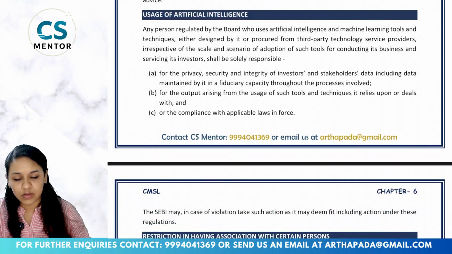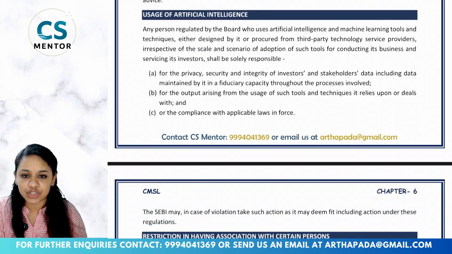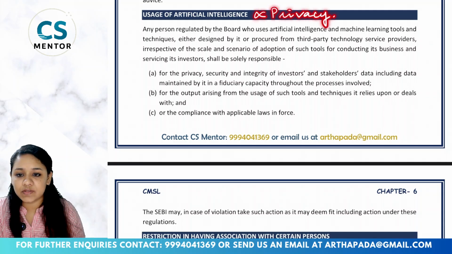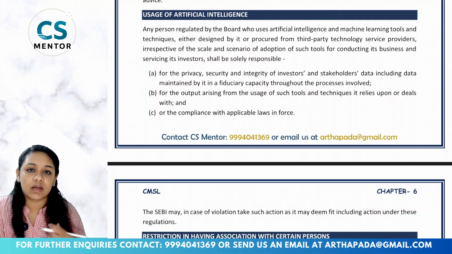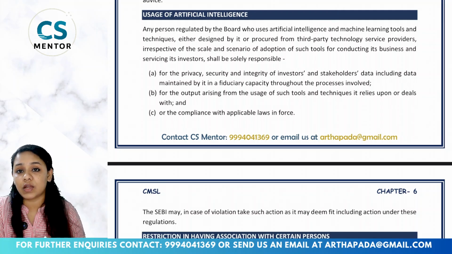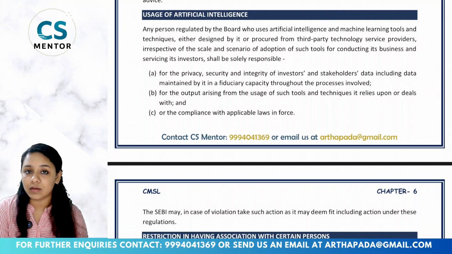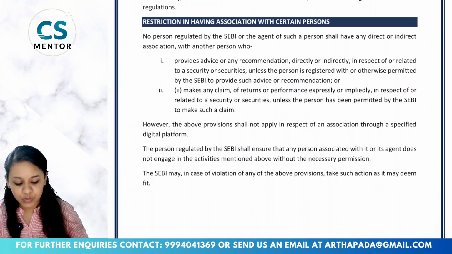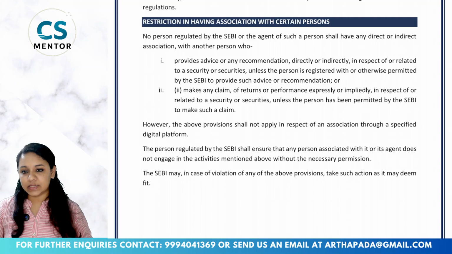And we have to keep in mind artificial intelligence, because artificial intelligence is directly related to privacy issues. Not only privacy, it is security, it is being in compliance. So we should use artificial intelligence both properly and also safeguard against it. So like this, we have a few regulations under the intermediaries.